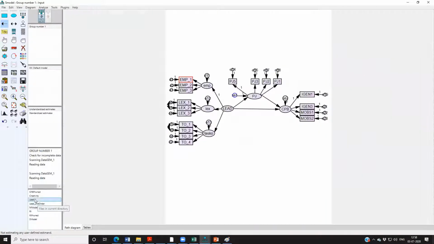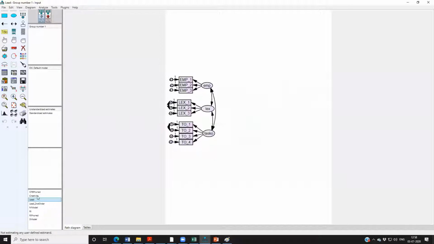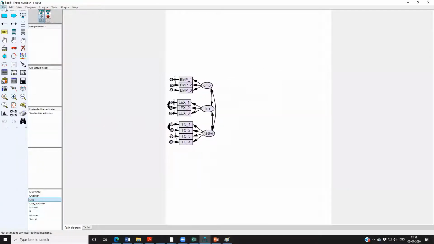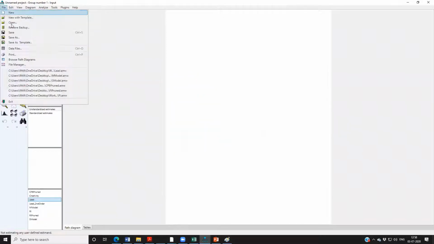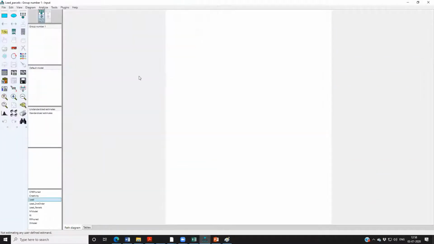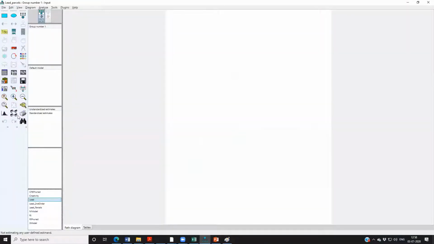So what do I do now? I go to my lead and I create a new file and I save it as lead parcels. I save my data file, save this data file here.